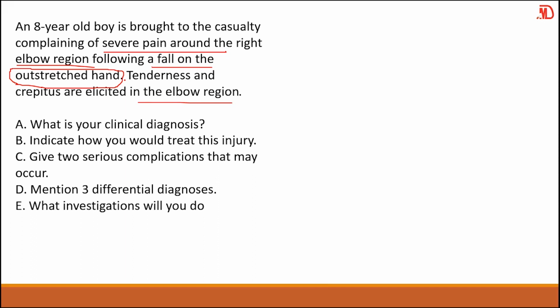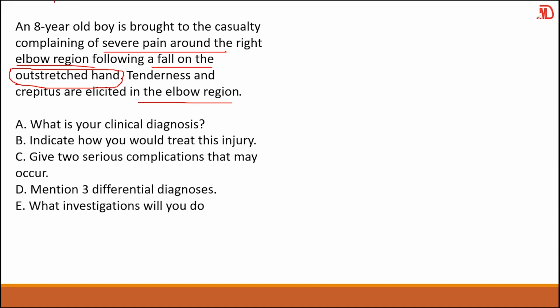If not, you can be thinking of the supracondylar fracture. That is a fracture just above the elbow. So these are the two differentials that you should be looking out for, depending on what they say it is.